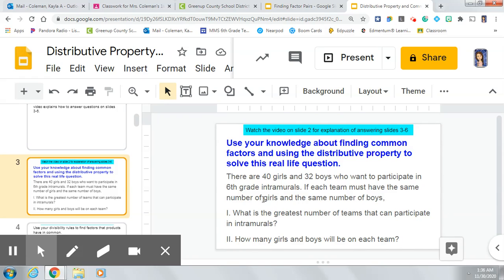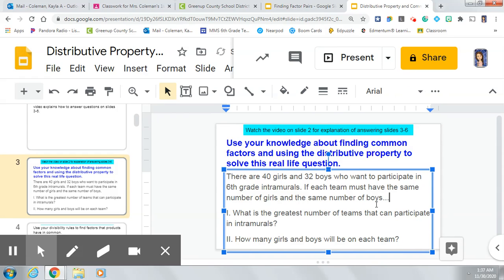The problem is, if there are 40 girls and 32 boys who want to participate in sixth grade intramurals. This is like sports teams. If each team must have the same number of girls and the same number of boys, question one: what is the greatest number of teams that can participate in intramurals if each team has to have the same number of girls and the same number of boys? How many teams can that be? The second question is how many girls and boys will be on each team?